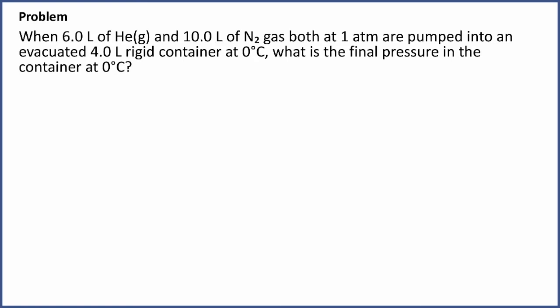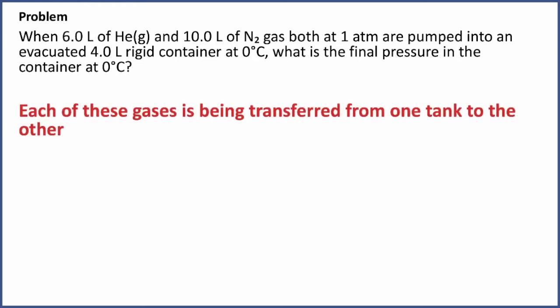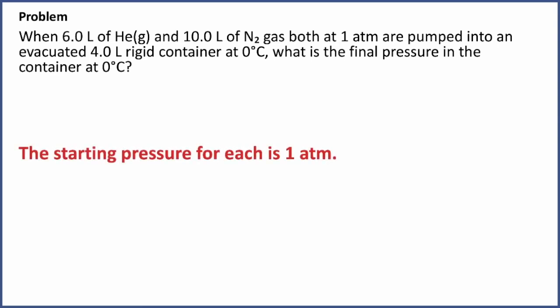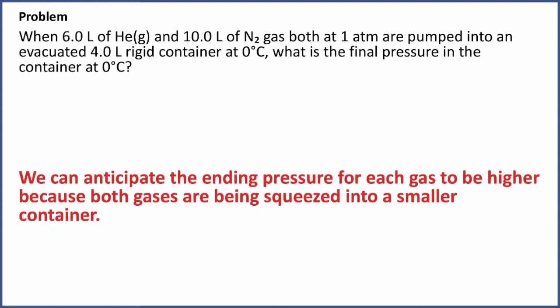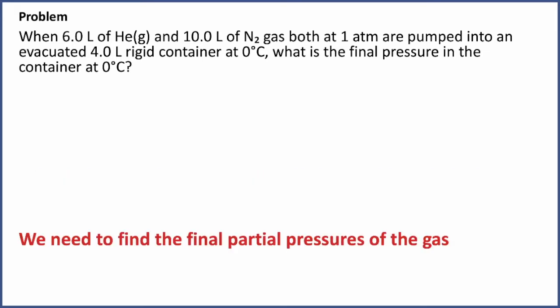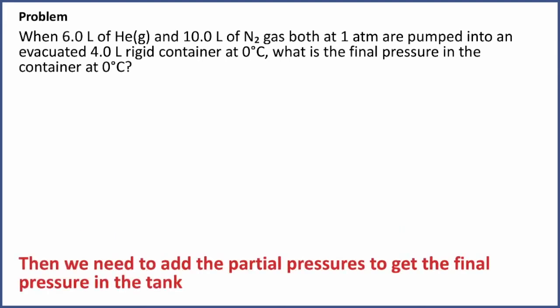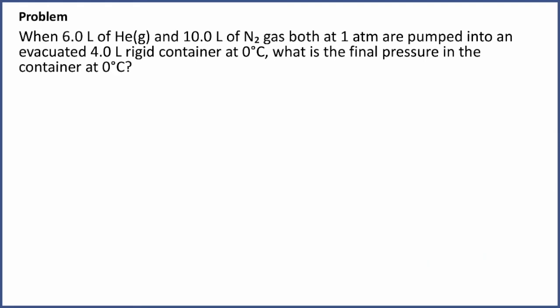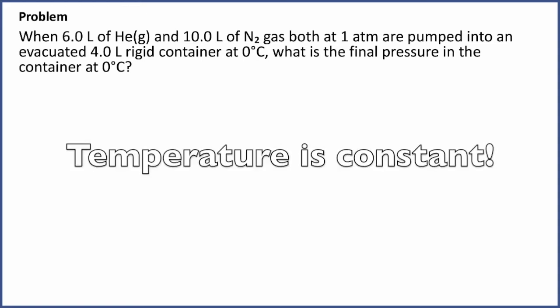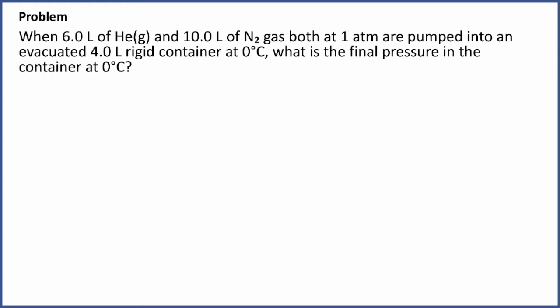Each of these two gases, nitrogen and helium, is being transferred from one tank into the other final tank. The starting pressure for each is 1 atmosphere. We can anticipate the ending pressure for each gas is going to be higher because both gases are being squeezed into a smaller container. We need to find the partial pressures of the gas, and then we need to add the partial pressures to get the final pressure in the tank. There's one other piece of information in here that is useful. We're starting at 0 degrees Celsius and we're ending at 0 degrees Celsius. Hence, our temperature stays constant. That will be important in a minute.